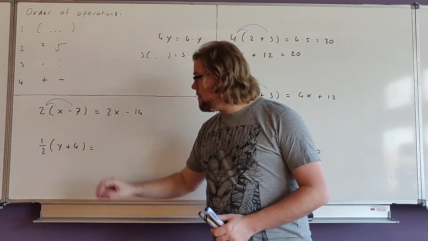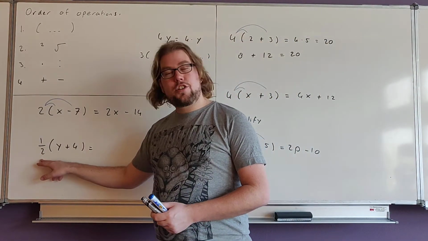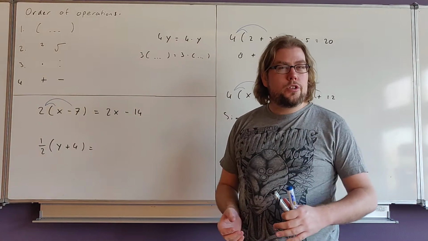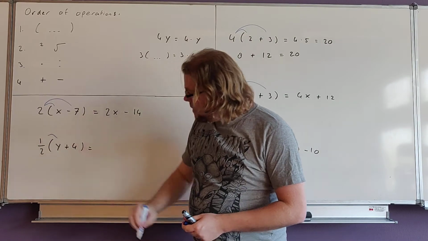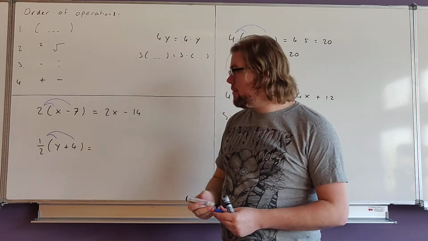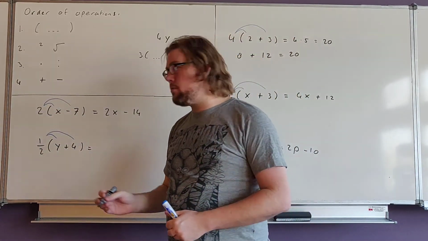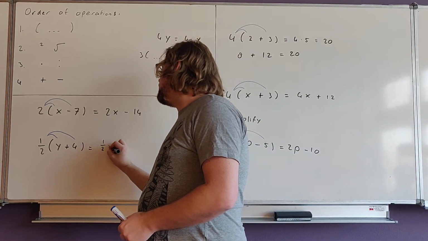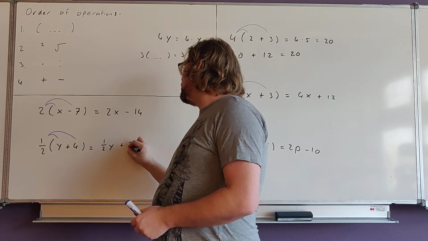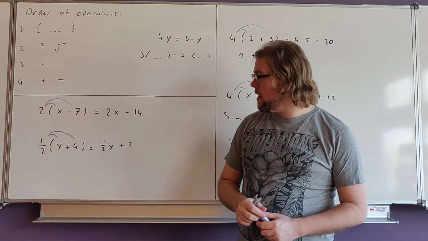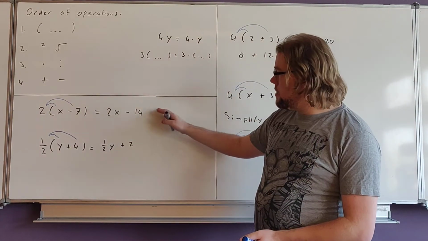Here I have another example, this time with a fraction. It's not actually more difficult, it's just a bit more annoying. So we're going to multiply a half times y, and we're going to multiply a half times 4. So a half times y is a half y, and a half times 4 is 2. So you have a half y plus 2. And this is how you work out brackets.